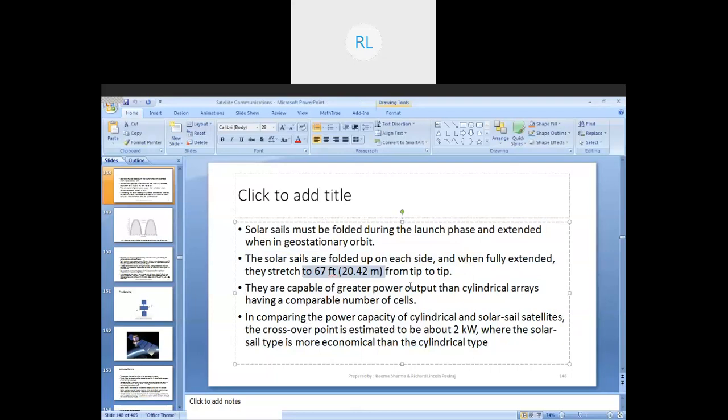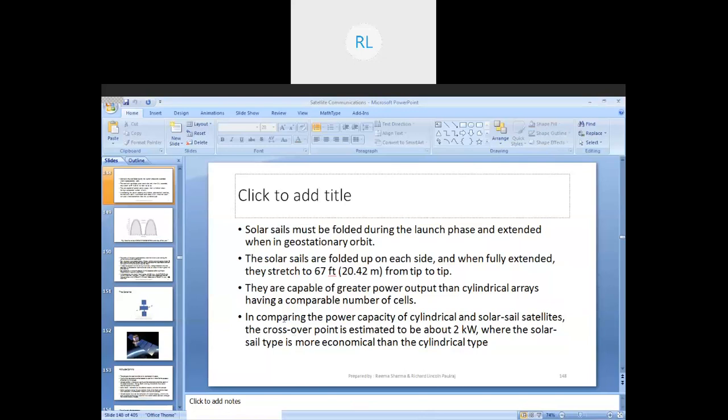You can imagine the stretch that happens when they are unfolded. It can stretch to about 67 feet, which is about 20 meters from one end to the other end, which is huge, right? So they are capable of greater power output than cylindrical arrays. Can someone tell me why the rectangular ones are more capable?